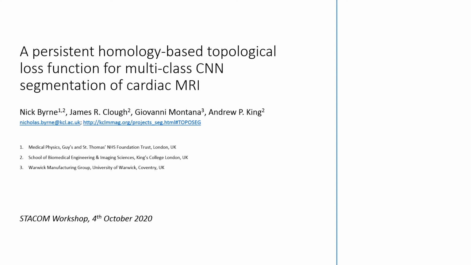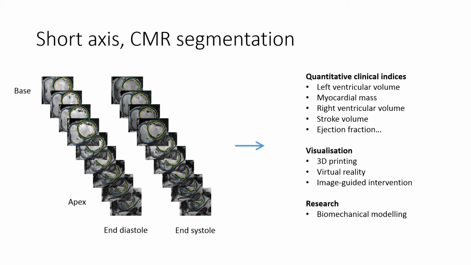Hello, my name is Nick, and I'm going to present our work on a persistent homology-based topological loss function for multi-class CNN segmentation of cardiac MRI. We are concerned with the accurate segmentation of short-axis CMR images, our task being to separately label the blood pool cavities of the right and left ventricles and the left ventricular myocardium.